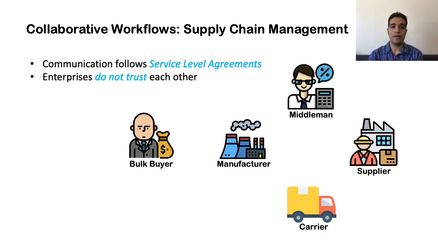To motivate blockchain confidentiality, we consider supply chain management as an application. In supply chain management, we have different enterprises, different participants like middleman, supplier, carrier, manufacturer, bulk buyer. These participants want to work with each other, but they don't trust each other. And as a result, they don't want to share their data with each other. So we need confidentiality here. We need confidentiality of data.